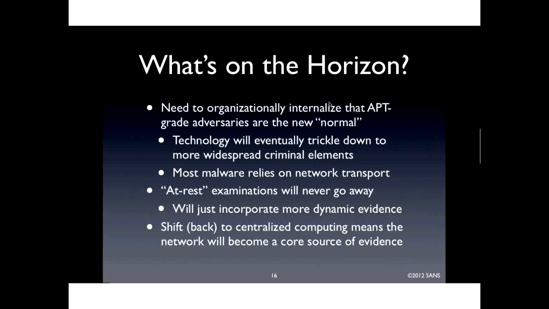So what do I see on the horizon in the next couple of years? First and foremost, our APT-grade adversaries, they're the new normal. They are becoming more common. I'm pretty sure we would never have to count higher than 5 if we were just counting days between huge press releases on the latest, greatest nation state, something or other.